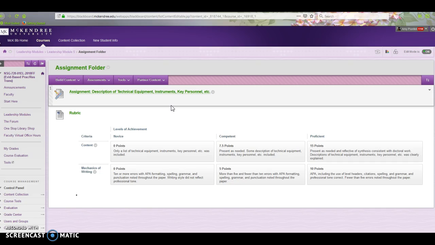So before you say this project doesn't require technical equipment, really start thinking about that, because it might. Okay, but I just wanted to show you here, if you just list it without explaining how you're using it, that's where the 0 points comes in. So what we want is the proficient. We want you to really give a good description of that technical equipment.